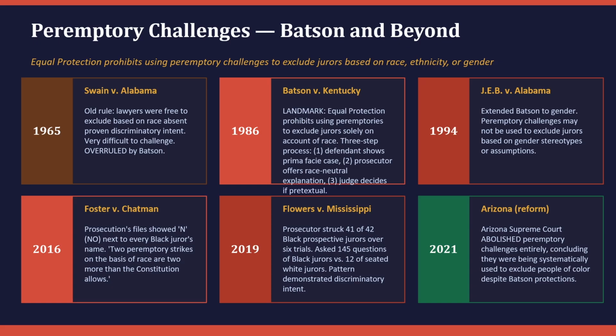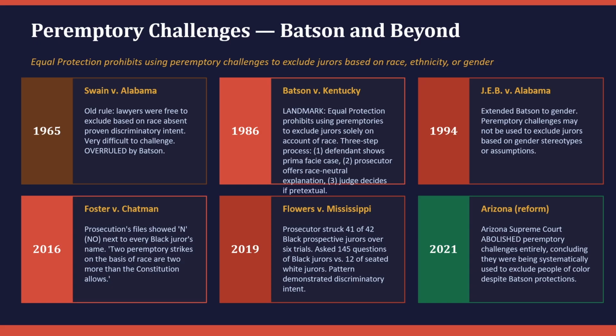J.E.B. v. Alabama in 1994 extended Batson to gender. Powers v. Ohio established that defendants may challenge discrimination against a racial group they don't belong to because the integrity of the process is at stake. The subsequent history shows Batson's practical limitations. Foster v. Chapman in 2016 revealed that the prosecution's files had the letter N marked next to every black juror's name. Chief Justice Roberts held that 2 race-based strikes are 2 more than the Constitution allows.